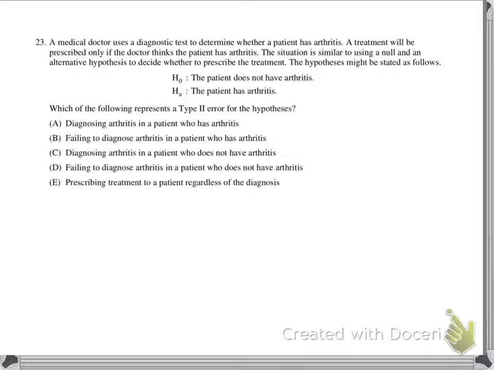Well, a type 2 error is, I'm just looking here at the answers to make sure I get this right, that H0 is false, but you go with H0. So if H0 is false, that means HA is true. So a person has arthritis, but you misdiagnose them, saying they don't have it, and that is B.